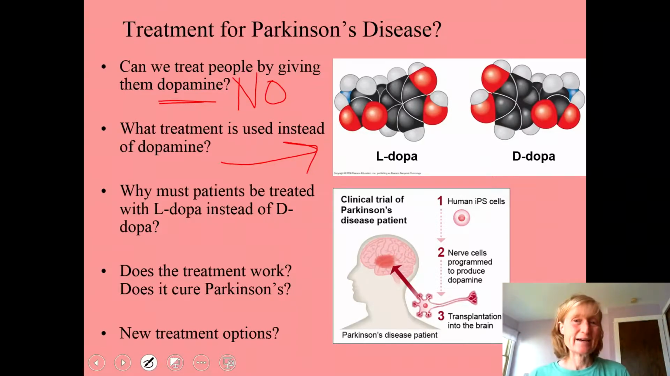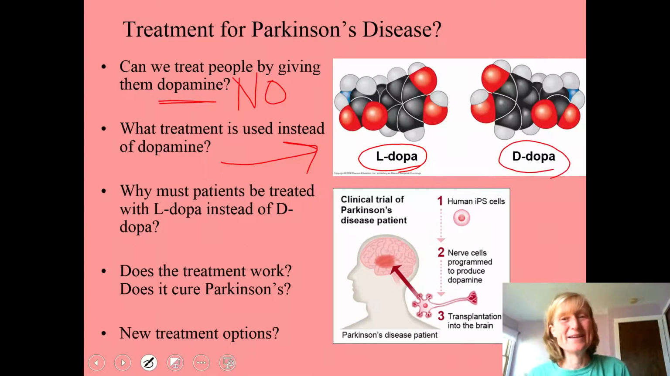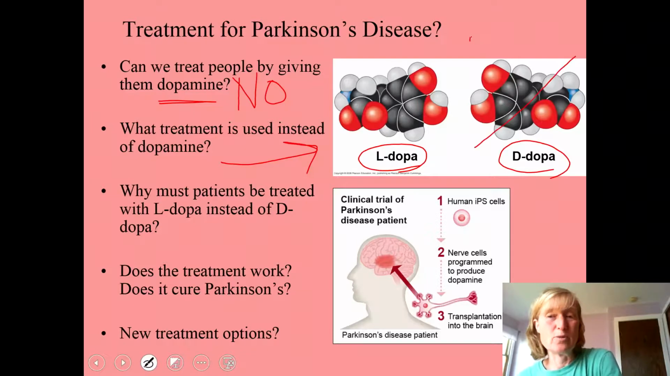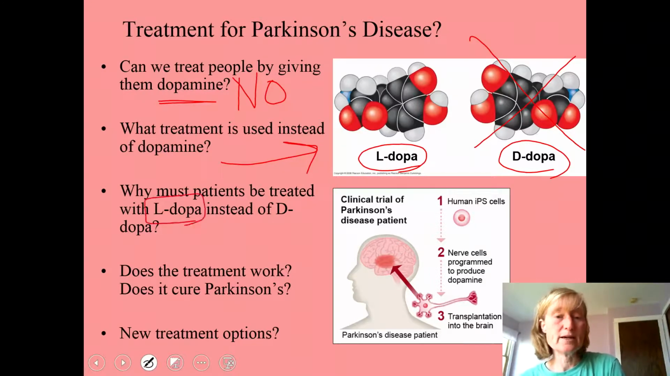It turns out L-DOPA is a molecule that has an enantiomer. We can't use D-DOPA for this treatment. We can only use L-DOPA. Only L-DOPA can be converted into dopamine in the brain, and it does help, right? So why must patients be treated with L-DOPA? Because the D-DOPA version of this enantiomer can't be converted to dopamine. They're different structurally, and so functionally these two molecules are too.